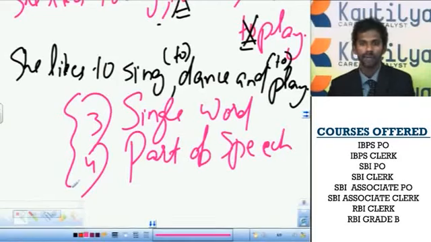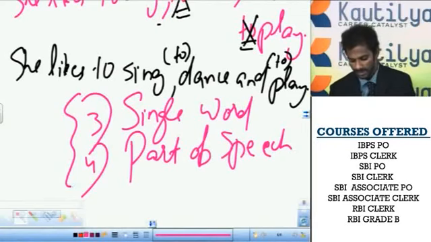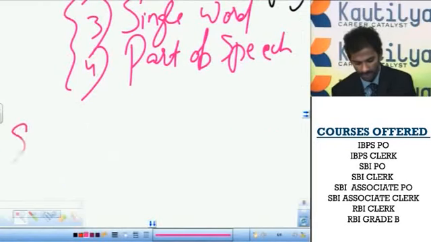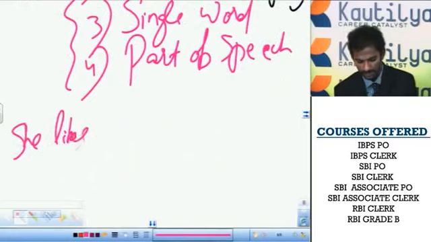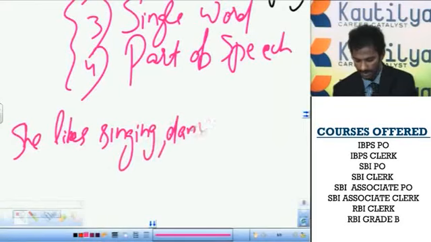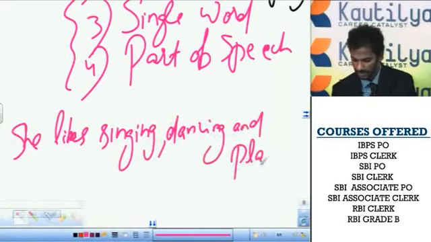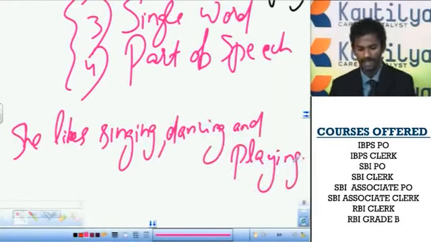That means if one idea is a noun, all the other ideas must also be nouns. If one idea is a verb, all the others must also be verbs. If one idea is an adjective, same thing, all the others must also be adjectives. Clear? I write the same sentence. She likes singing, dancing and playing.